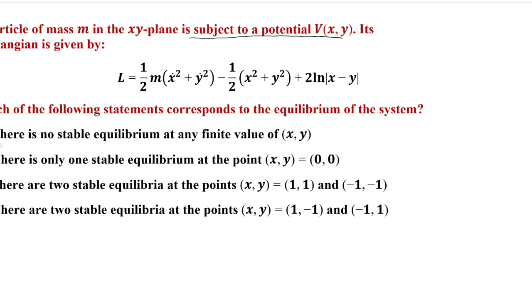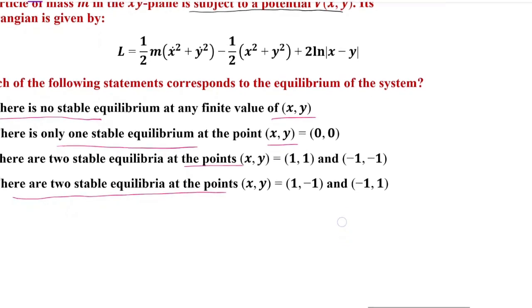The first case is there is no stable equilibrium at any finite value of xy. There is one stable equilibrium at the point xy is equal to 0 0 and two stable equilibria at 1 1 and minus 1 minus 1. Two stable equilibria at the points 1 minus 1 and minus 1 1. So this is very important.